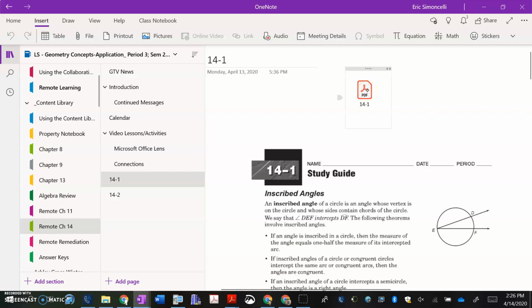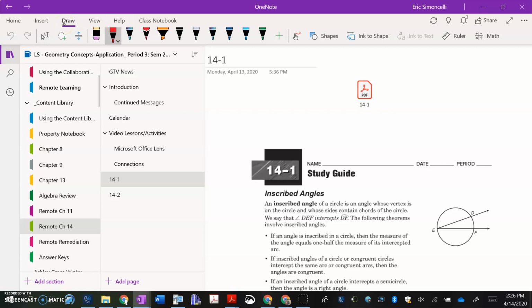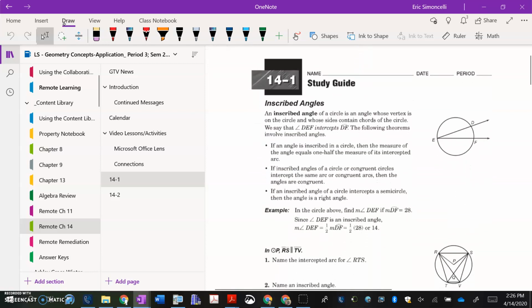Okay, so inscribed angles. An angle of a circle is an angle whose vertex is on the circle and whose sides contain chords of the circle. We say that angle DEF intercepts arc DF. The following theorems involve inscribed angles. So the first bullet is: if an angle is inscribed in a circle, then the measure of the angle equals 1/2 the measure of its intercepted arc.